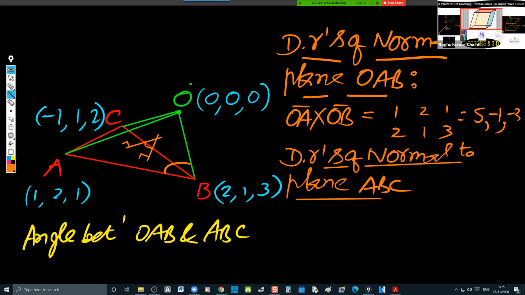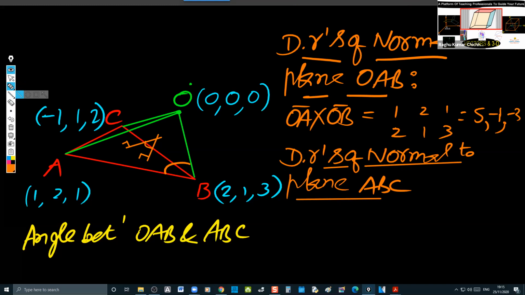Can any one of you tell me, please? Even though your mic is not active, you can type it. How to find out the DRs of the normal to plane ABC? This is plane ABC, the base plane. How to find out the DRs of the normal to plane ABC?